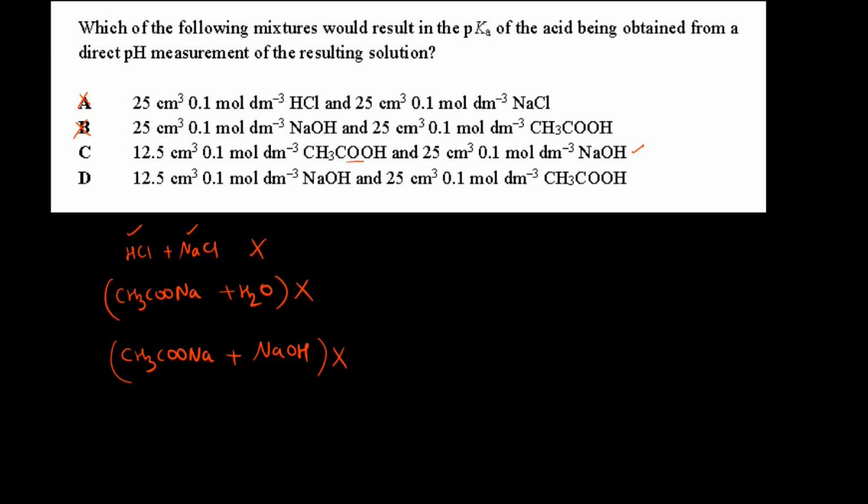So we are only left with option D. Let's check option D. In option D, sodium hydroxide is limiting and acetic acid is in excess. So this will react to give us sodium acetate, and the leftover acetic acid will be there. So yes, this is a buffer and it will give us an acidic buffer. And from the titration curve we can directly obtain the pK of the acid. So the correct option is option D.